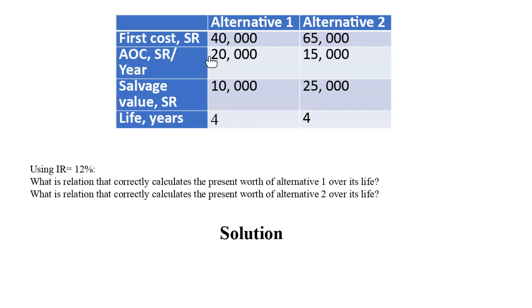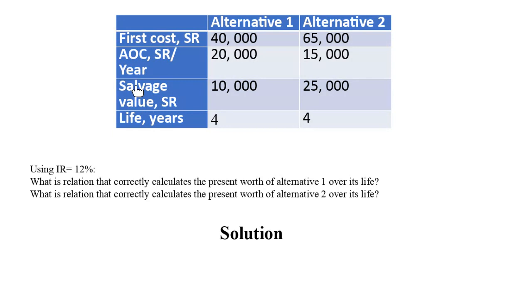Now, the annual operating cost is 20,000 for 1 and 15,000 for 2. The salvage, which is the value at the end of the project or at the end of the life of the equipment, is usually given and is an inflow. Yes, Raed, you have a question?